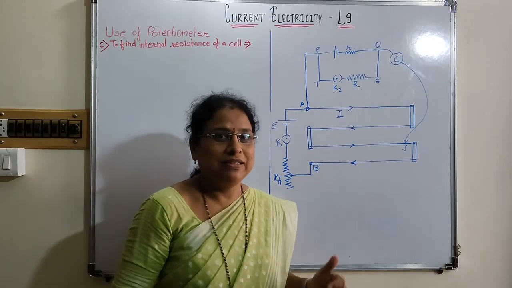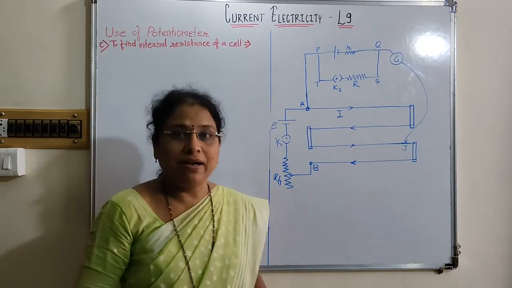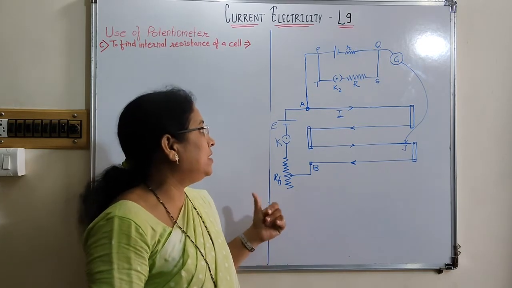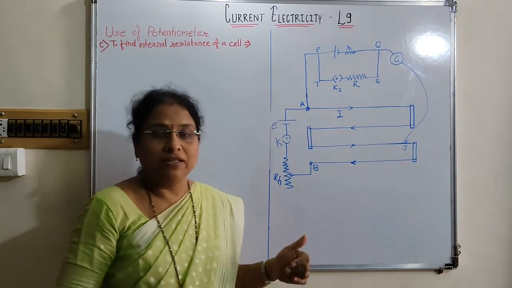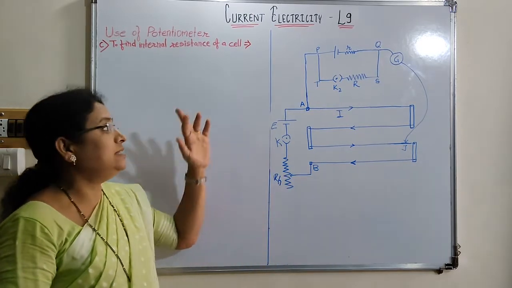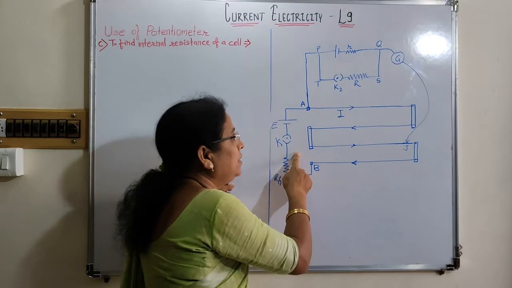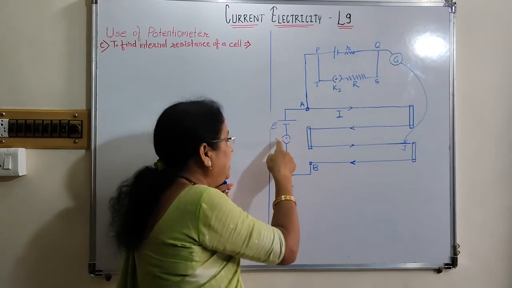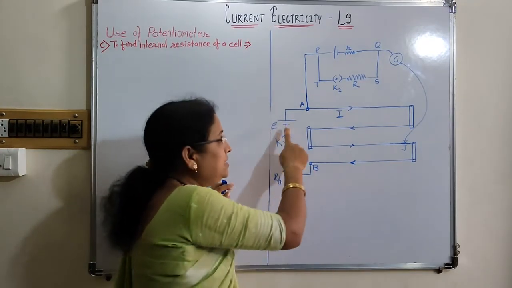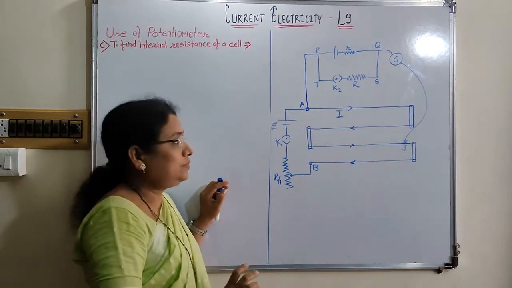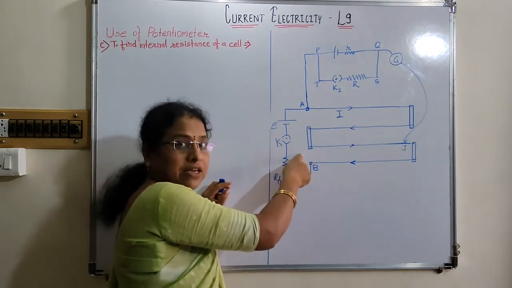Hello students, this is the ninth lecture for the chapter Current Electricity, in which we will learn about the third use of potentiometer, that is to find the internal resistance of a cell. The circuit diagram again. Here we connect the battery, key and rheostat in series with the wire AB of the potentiometer. This is the basic circuit in each use.